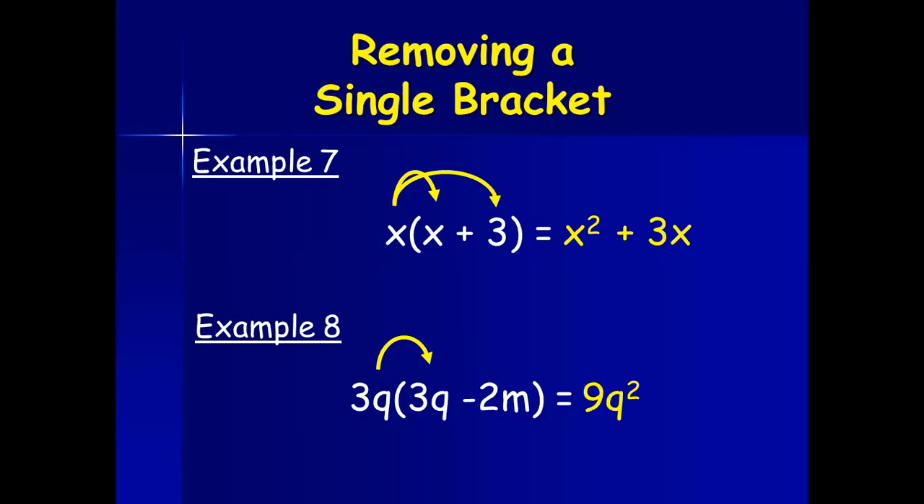Okay, 3q multiplied by negative 2m. Let's multiply the number with the number. 3 multiply negative 2, that's negative 6. q multiply m, I just write it qm. So my answer is negative 6qm, or negative 6mq.